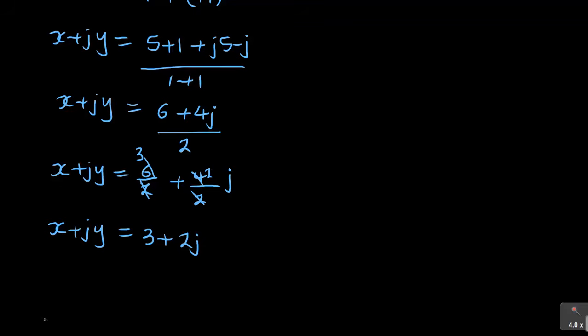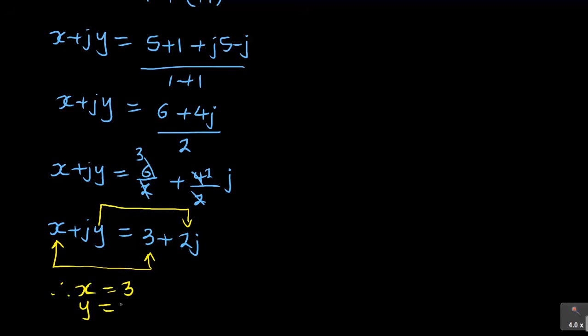We're going to compare x and 3, these are the real ones, and the ones with j, it's y and 2. So when you conclude, you can say that therefore x is equal to 3 and y is equal to 2. So that is how you conclude as your answer for x and y. So that is how you solve this particular question.